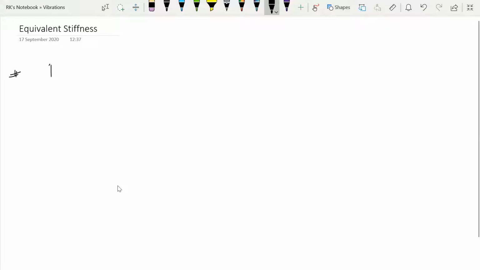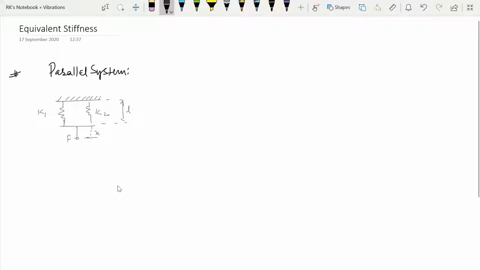So here we consider the parallel system. In this we are considering two springs connected in this way. This is K1 and this is K2, and the length of these springs is L. Now if we apply the force F at this place, then this will get stretched by X.